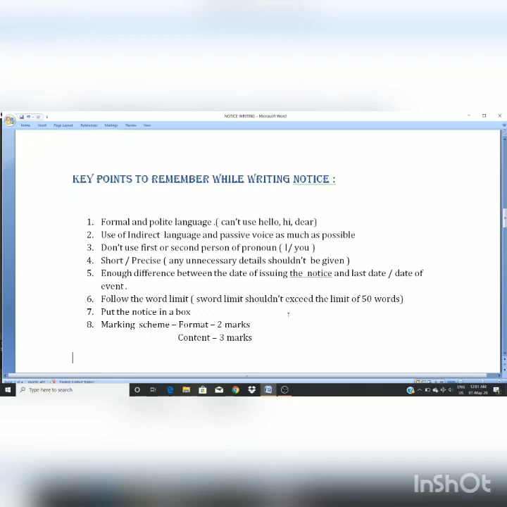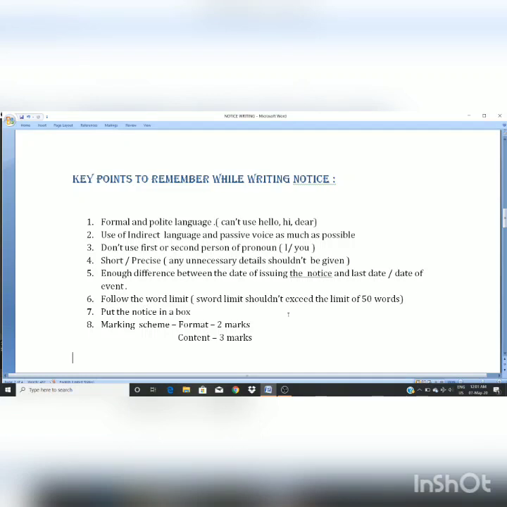Second thing, you will not use anything in the inverted commas. Okay, so avoid using direct language. Next thing, don't use first or second person of pronoun like I or you. Suppose if you are writing a notice, then you cannot say I have lost my book or I have lost my lunch box. Okay, you will always write it in a formal language, that this particular student of class 7th has lost. You cannot write I have lost my pen or pencil.